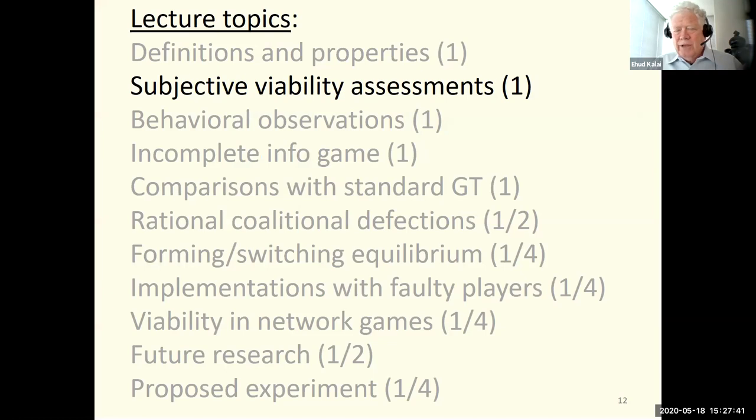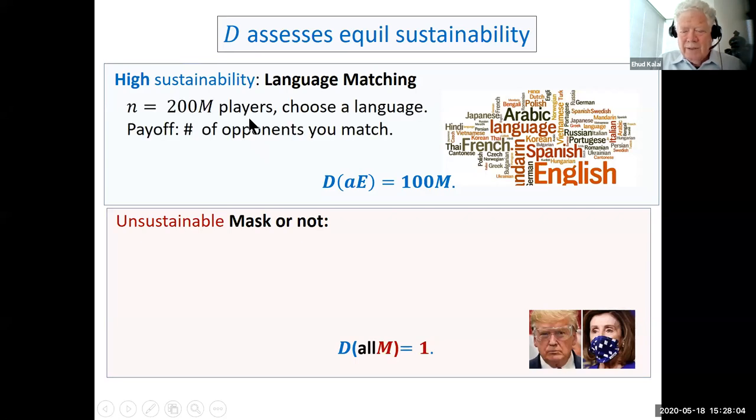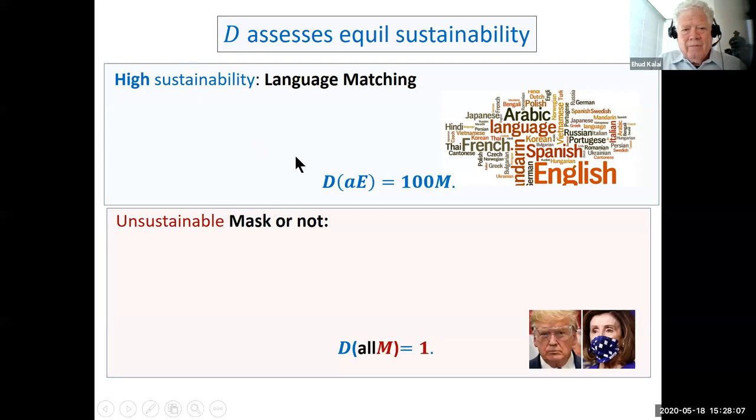Okay, let me now show you some more examples that will show you why I'm calling it subjective viability assessments. So again, some are political. So let me first look at why the D index assesses sustainability. I want to show you the first example, where I would claim the equilibrium is highly sustainable because the D index is high, and contrast it with an equilibrium which I would say is unsustainable because the D index is low. And I hope that this will give you an understanding why I say that it assesses viability.